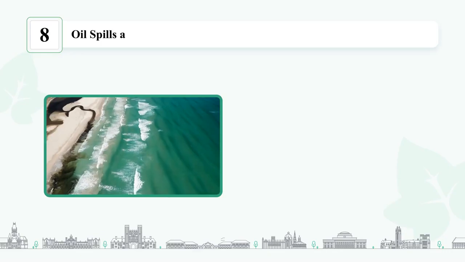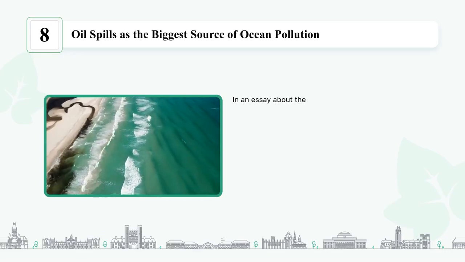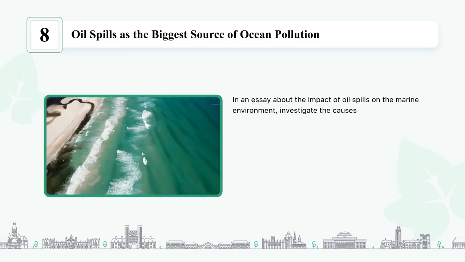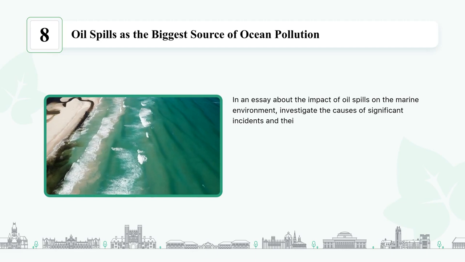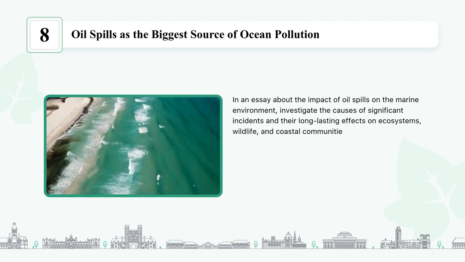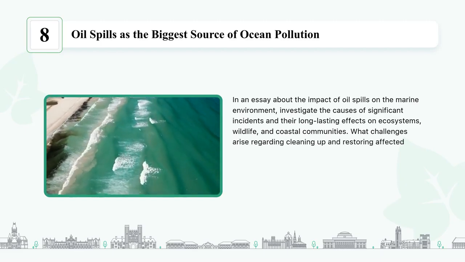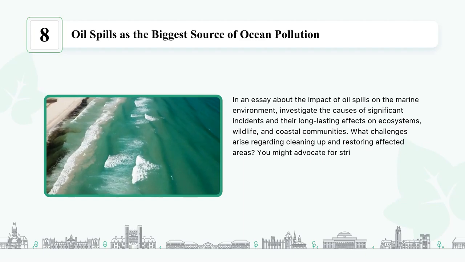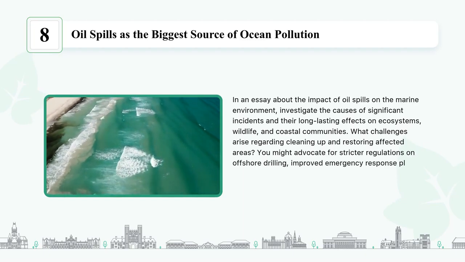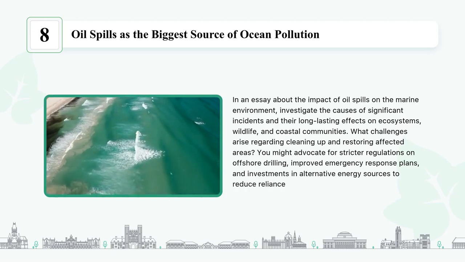Oil spills as the biggest source of ocean pollution. In an essay about the impact of oil spills on the marine environment, investigate the causes of significant incidents and their long-lasting effects on ecosystems, wildlife, and coastal communities. What challenges arise regarding cleaning up and restoring affected areas? You might advocate for stricter regulations on offshore drilling, improved emergency response plans, and investments in alternative energy sources to reduce reliance on fossil fuels.